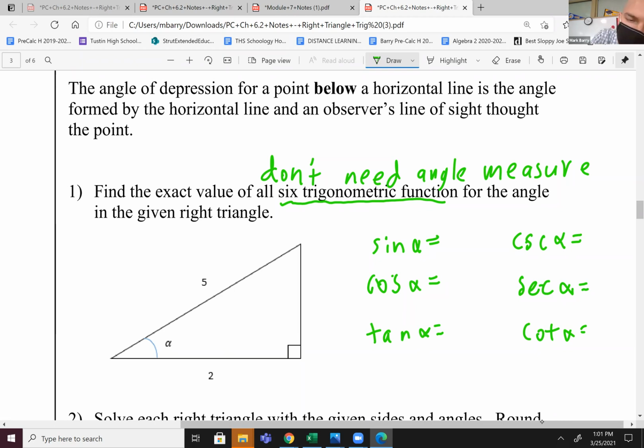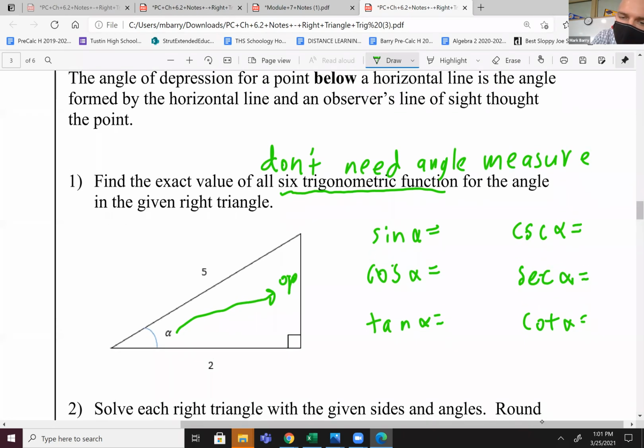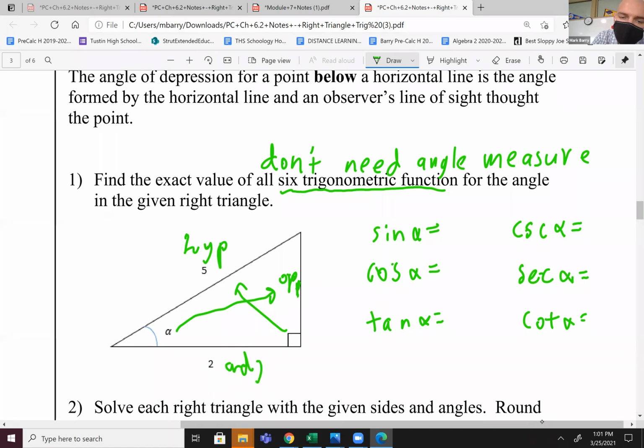Well, from angle alpha, this is my opposite side. I know across from the right angle is my hypotenuse. And so then I know that 2 would be my adjacent side. So I can actually already find 2 of these, all right? Since I know the adjacent and the hypotenuse, I know that cosine of alpha would be 2 over 5, adjacent over hypotenuse. And if I know what cosine is, then I can always know what secant is, because secant is just the reciprocal of cosine.